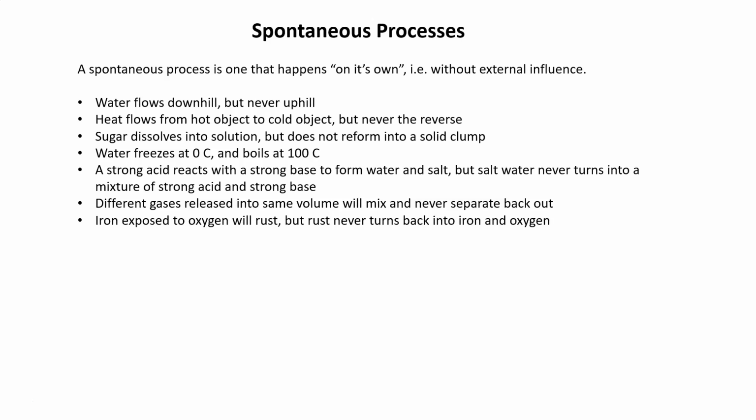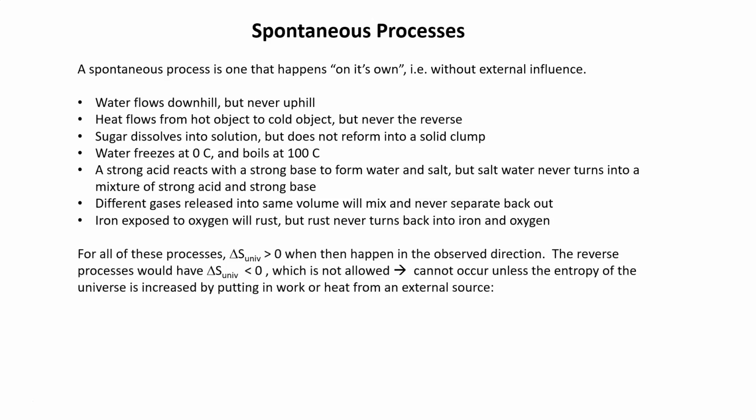So the idea here is that the universe has some processes that naturally go in the forward direction without any help. Okay? And so all of these processes, the direction that goes by itself is the direction in which the entropy of the universe increases. That's why we observe them happening in that direction. The reverse processes, if they were allowed to happen, would decrease the entropy of the universe, and we can't have that. That's what the second law says is forbidden.